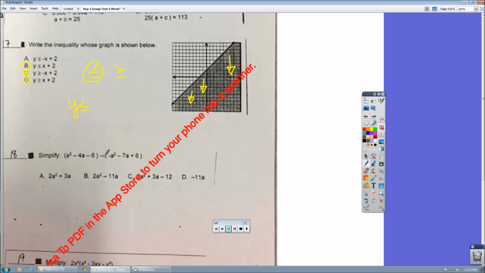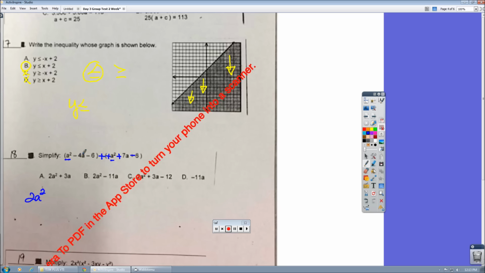Number 18, it's a simplify. Well, apply a little trick here. If you have a negative sign in front of the parentheses, make it positive and then just negate, which means change all the values from positive to negative and negative to positive inside the parentheses, which we did.